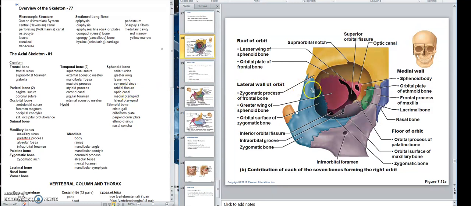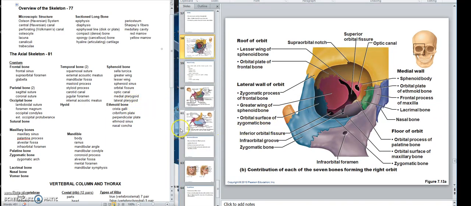The optic canal is right here. That optic canal, or some call it the optic foramen, is where your cranial nerve 2, the one you see from, comes through. The optic nerve.